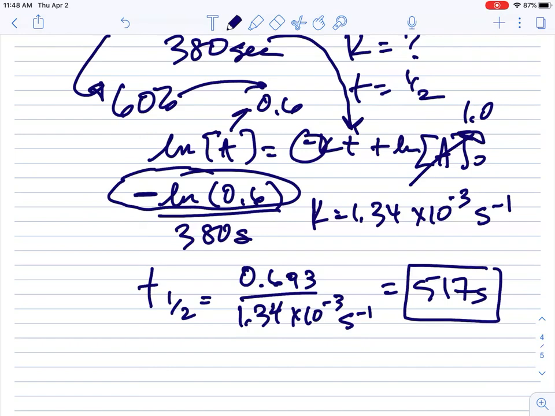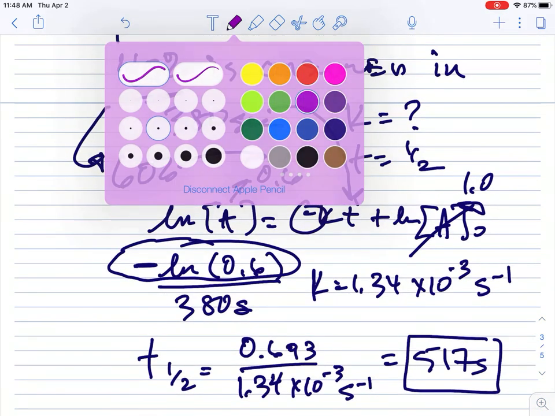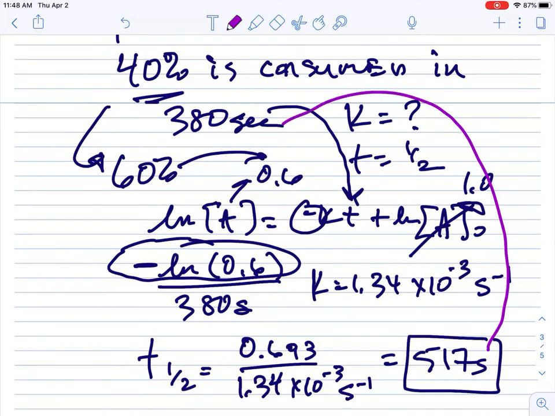Now, let's think about this answer, okay? My answer had to be bigger than 380 seconds. And I know it had to be bigger than 380 seconds because at 380 seconds, I had consumed 40% of it, which isn't quite half. So to get the time when it's going to consume half of that, I know that answer had to be bigger than 380 seconds.